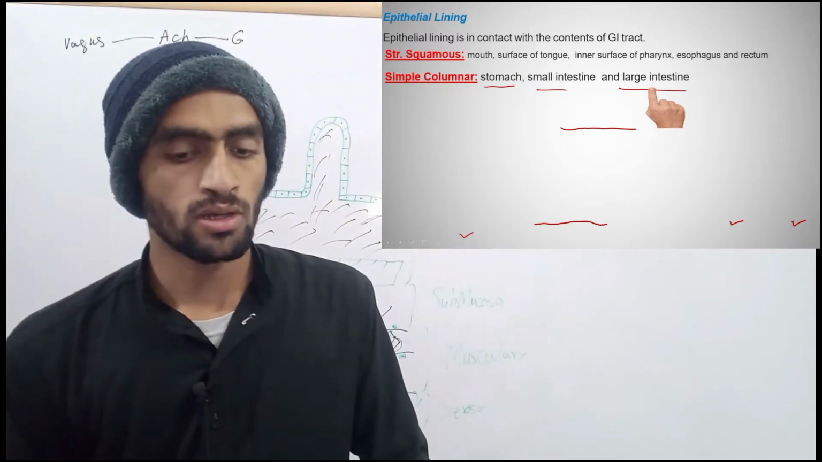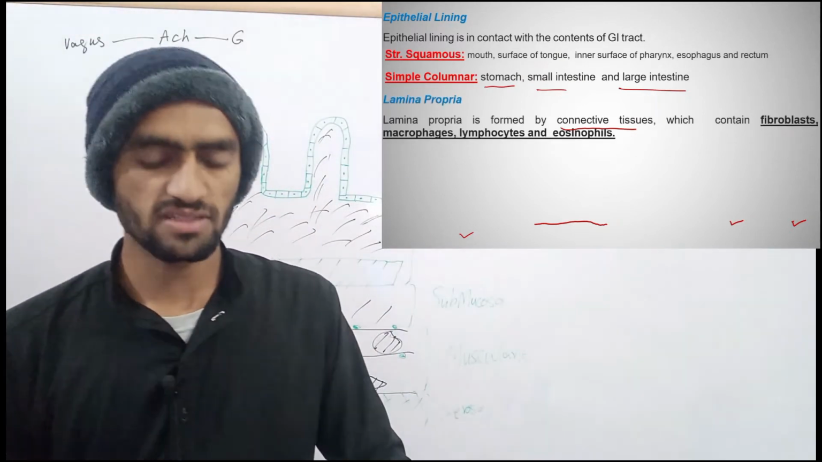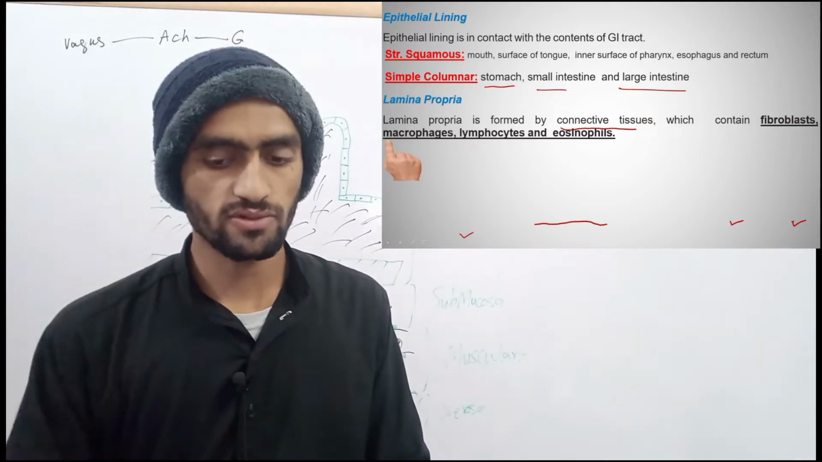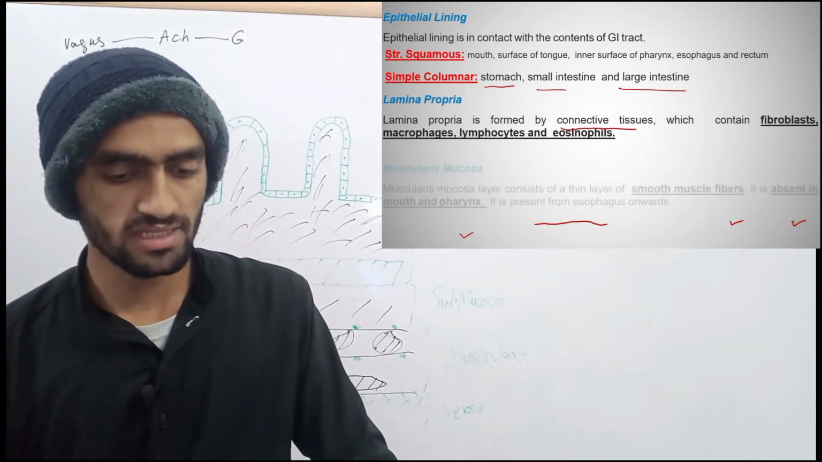simple columnar. Then lamina propria, which is connective tissue, which includes fibroblasts, macrophages, lymphocytes, eosinophils. Muscularis mucosa.